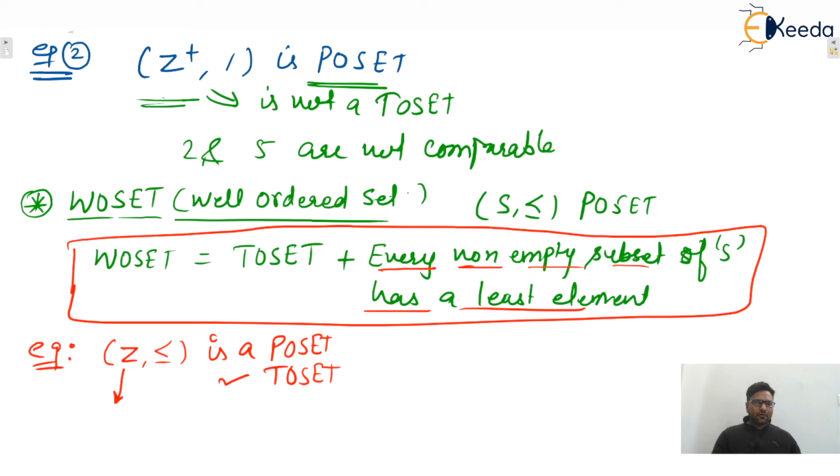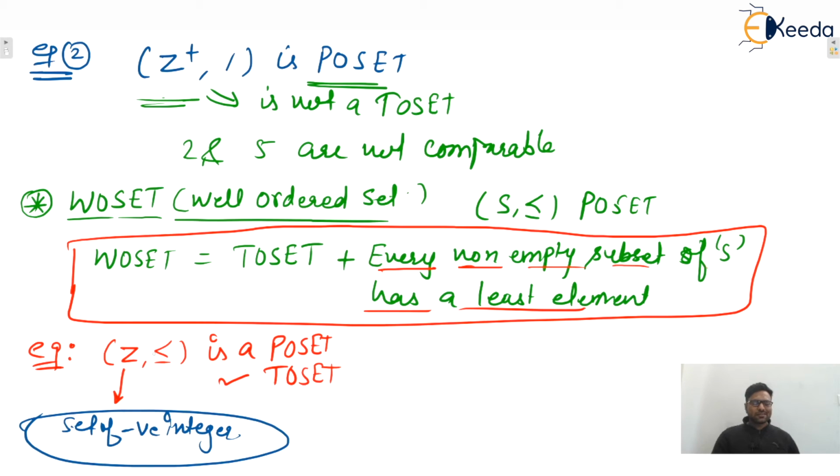So Z is the set of integers. Take any subset of the set of integers, let's say the set of negative integers. So the set of negative integers is a subset of the set of integers. Yes or no? Now in this subset, is a least element present? No. Negative means it will go up to minus infinity. So we cannot say which one is the least element. That's why we can say that the least element is not defined. That's why we can say that this one is not a WOSET, sorry.